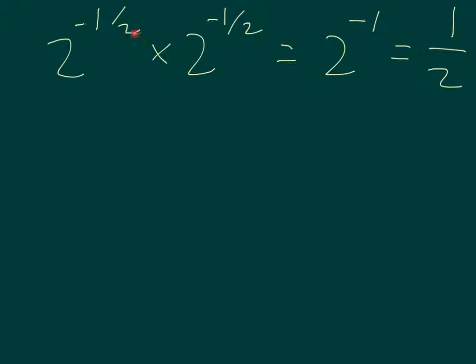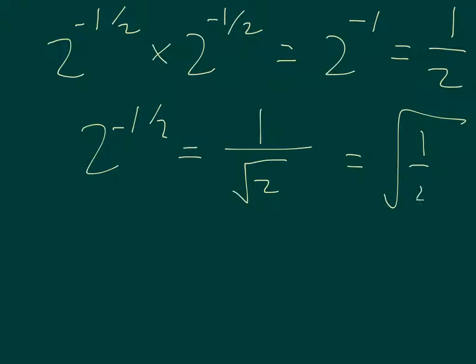So 2 to the power minus a half must be 1 over the square root of 2. It's the square root of a half, or 1 over the square root of 2. 2 to the power minus a half equals 1 over the square root of 2, which is also the square root of a half. What about 2 to the power 3 over 2?